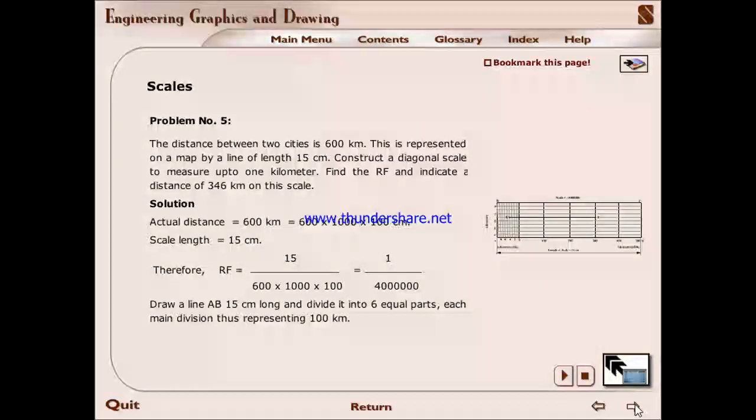Solution. Actual distance is 600 kilometers. This is equal to 600 into 1000 into 100 centimeters. Scale length is equal to 15 centimeters. Therefore, RF is equal to 15 by 600 into 1000 into 100, which is equal to 1 by 40 lakhs. Draw a line AB 15 centimeters long and divide it into 6 equal parts, each main division thus representing 100 kilometers.